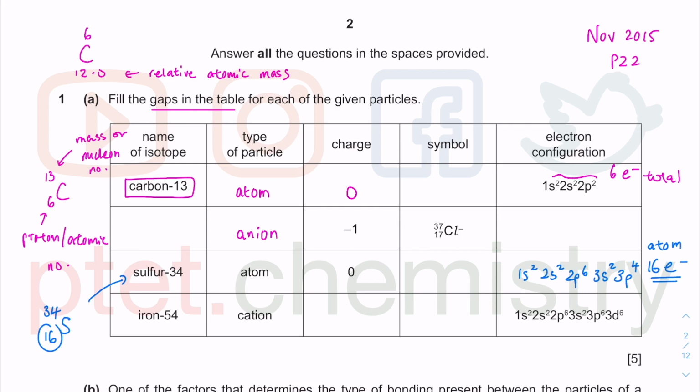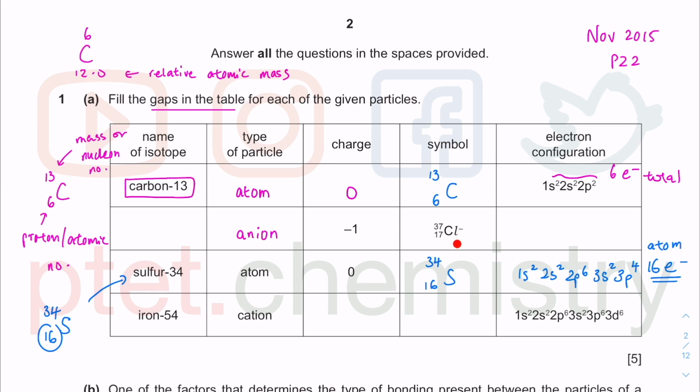Going back to the symbol for carbon 13, these are the international standards, meaning to say we are doing the nuclide notation. So we are writing down the numbers to the far left. So 13 nucleons and 6 protons for the atom. Then sulfur 34 is 34 nucleons and 16 protons there.